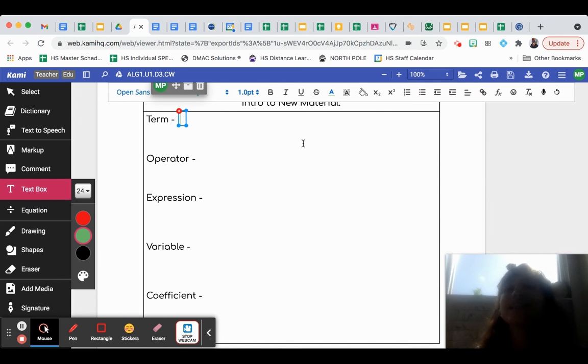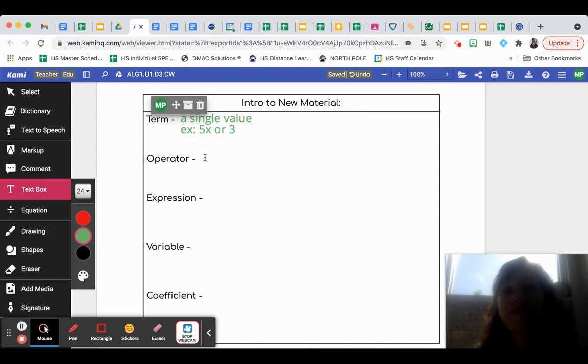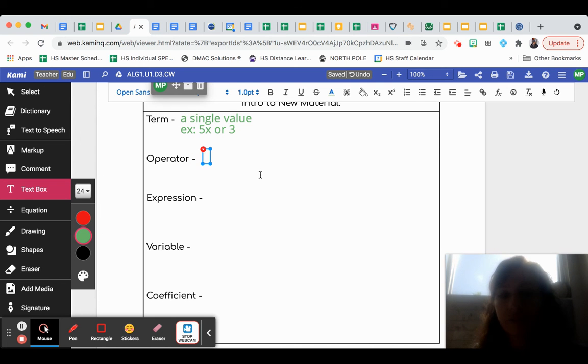My first word is term. A term is a single value. So an example of a term would be something like 5x or 3. You're like, Miss Press, 5x actually looks like 2 values. But we'll get to this shortly. The 5x is just telling us there's 5 x's here together. So our value is the x. We have 5 of them sort of smushed together.